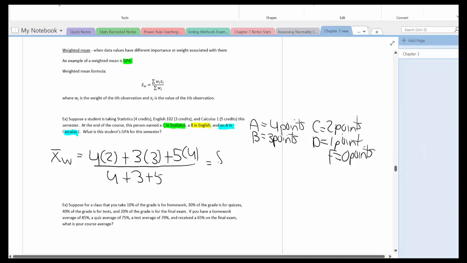Okay, so doing some basic arithmetic. Keep in mind the GPA will be rounded to 2 decimal places, and we get here approximately 3.08.